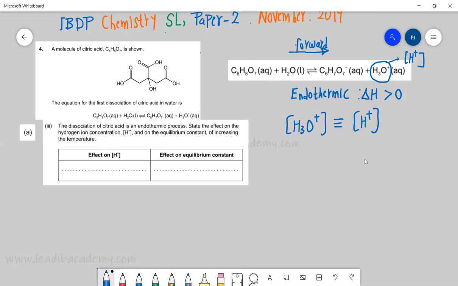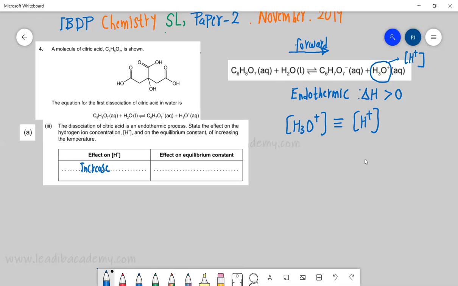So obviously, if forward reaction is favorable, that means there is going to be more release of H3O plus, means H plus. Okay, so definitely the concentration of hydrogen ion is going to increase, because of the endothermic. Okay, because it's an endothermic and we are increasing the temperature, so it is favorable.